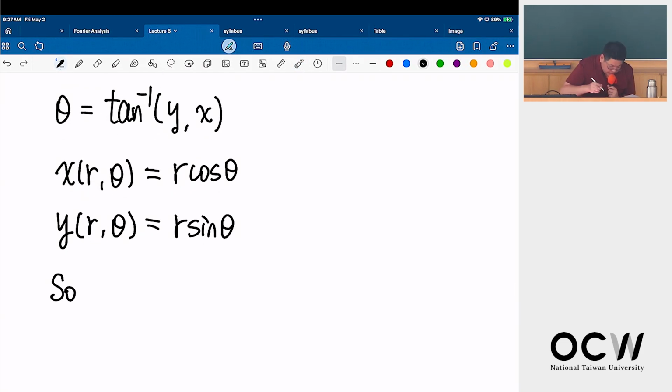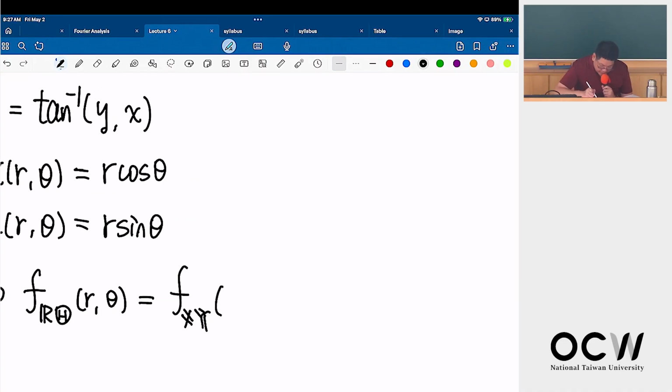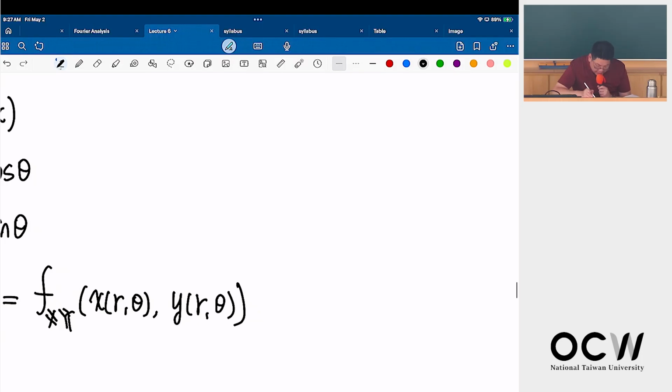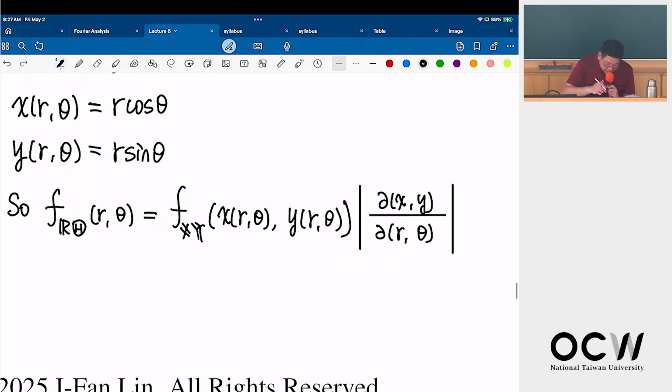Okay, so we can write it down. The joint PDF of r, theta will be equal to the joint PDF of xy, where x is a function of r, theta, and y is also a function of r, theta, and then times the absolute value of the Jacobian. And let's see the Jacobian.